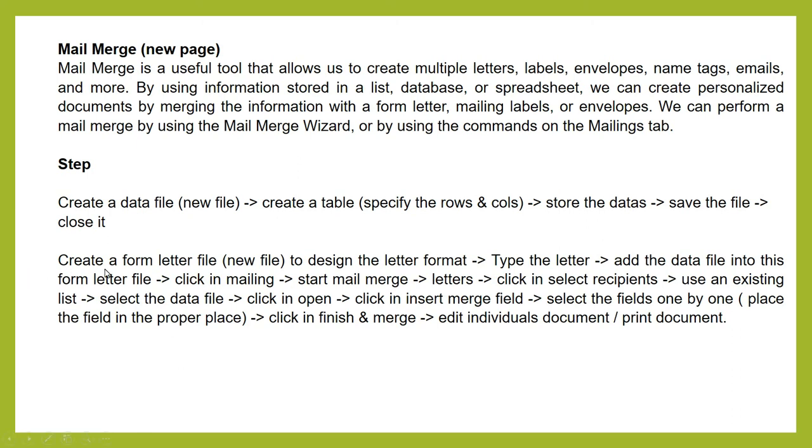Then again you have to create a new file, that is your form file. Now you have to design the letter format. Type the letter, that is your constant message, for example your invitation message. Add the data file into this form letter file. By which option? By clicking on the mailing tab, then click on start mail merge, click on letter, click on select recipients, use an existing list, then select the data file, then click on open, then click on insert merge field, select the fields one by one.